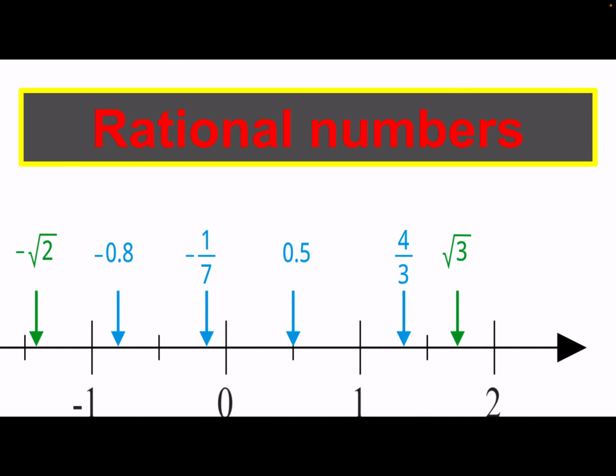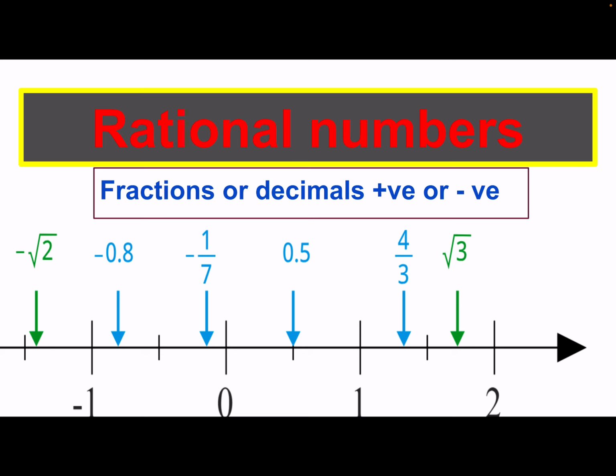Now rational numbers are fractions or decimals, positive or negative. -0.8, -1 by 7, 0.5 and 4 by 3. So they are all fractions. And why decimals? Like 0.8, if we remove the decimal, it will become 8 by 10, a fraction or a rational number. Similarly, 0.5 is 5 divided by 10, which is again a rational number.